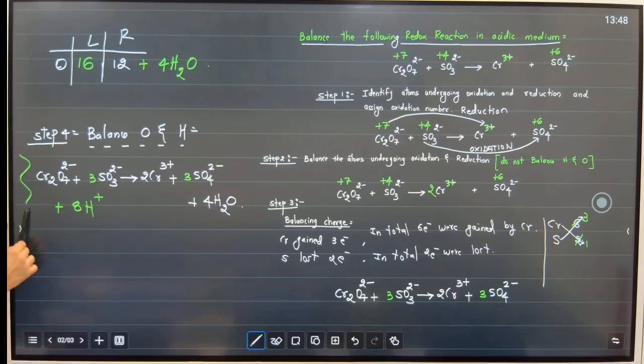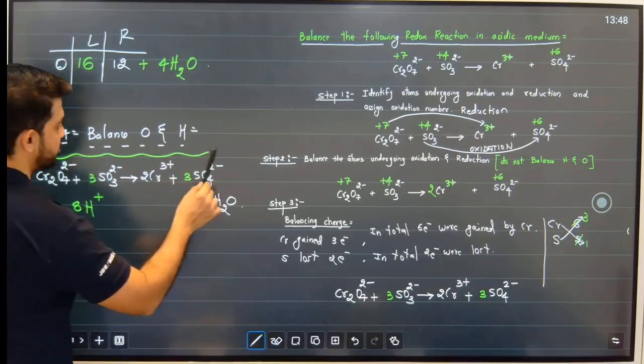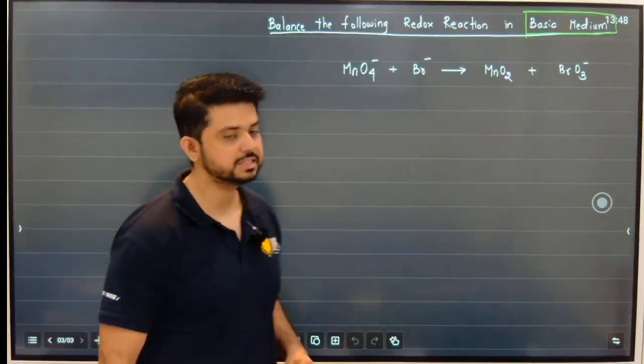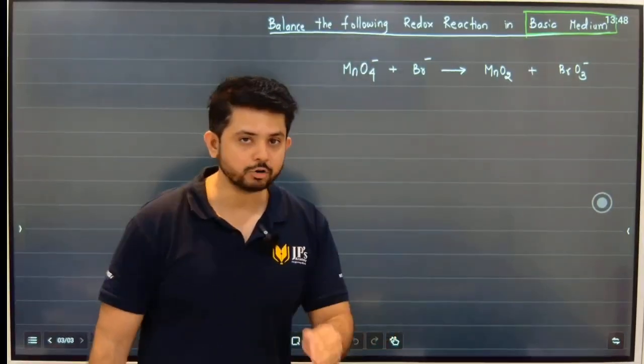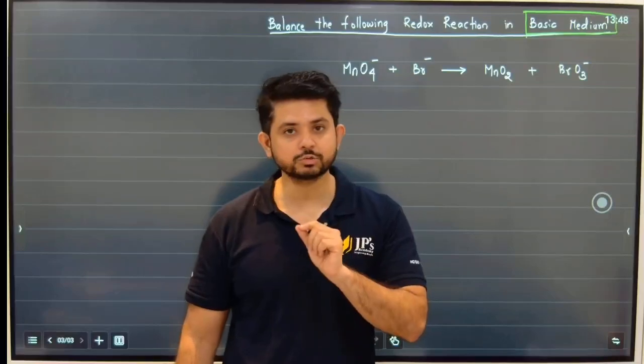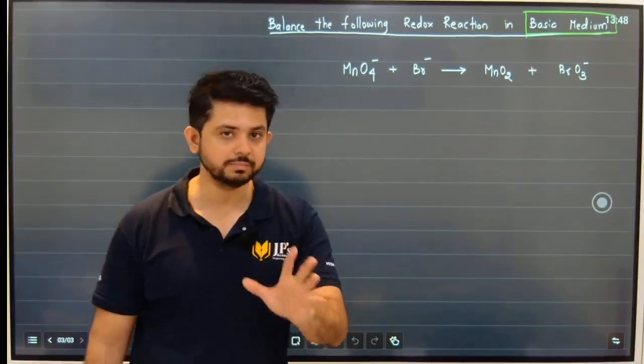And this, students, is the final balanced equation. I hope students सबको समझ में आया ये. Let's take one more example, but this time we are going to balance redox reaction in basic medium. Let's understand what's the difference, students, this time when you're trying to balance the reaction in basic medium.